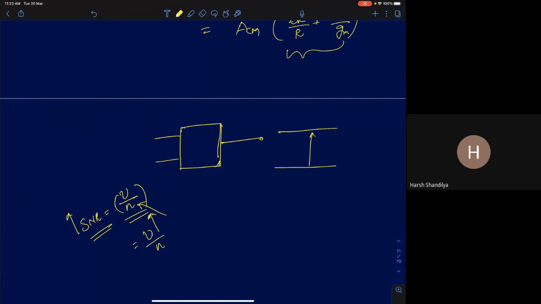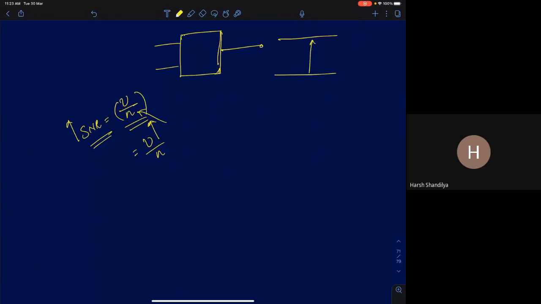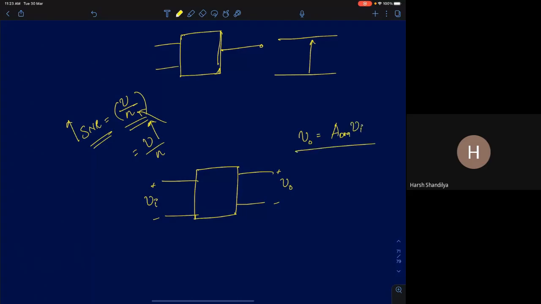Similarly, we'll try to define another parameter for a differential amplifier system as well. The whole idea of a differential amplifier system is that if I apply an input signal Vi and take the output differentially, can I say V naught equals A dm times Vi? This is the desired signal. You're applying a differential input signal and taking the output differentially. A dm is your differential mode gain. So A dm times Vi is your output signal.